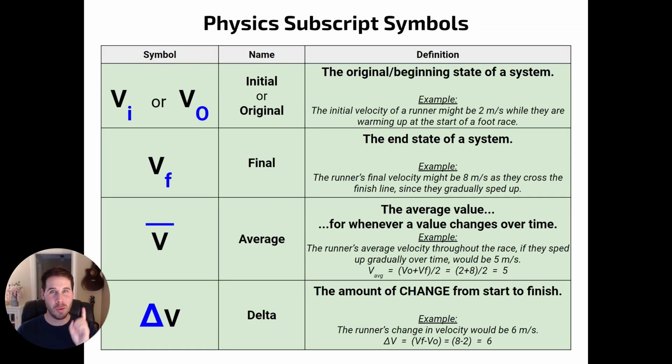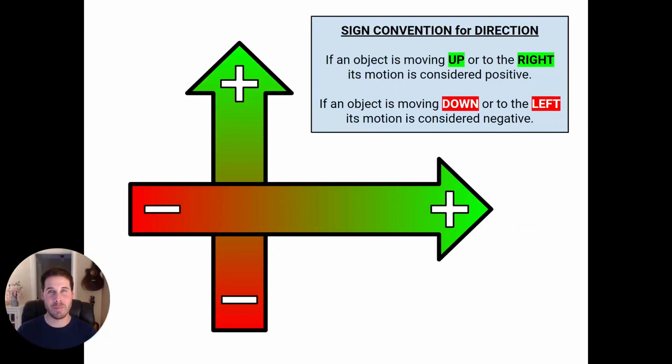Actually, scratch that. One more thing to talk about. I almost forgot. In physics, we have a sign convention that says anytime an object is moving up or to the right, we consider its motion to be positive. Whenever an object is moving down or to the left, we consider its motion to be negative.